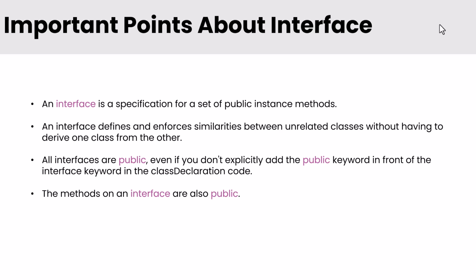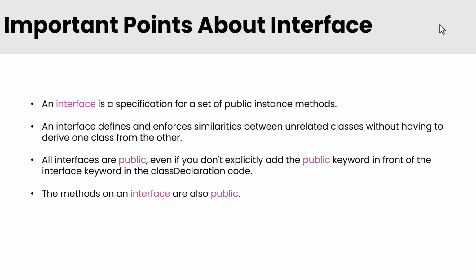The second point is an interface defines and enforces the similarities between unrelated classes without having to derive one class from another. The third point is all interfaces are public. So whenever we are declaring an interface, you have to give the public keyword, even if you don't explicitly add the public keyword in front of the interface keyword in the class declaration code. I'll show you how we can declare the public keyword in front of the interface. And after that, the methods on an interface are also public.